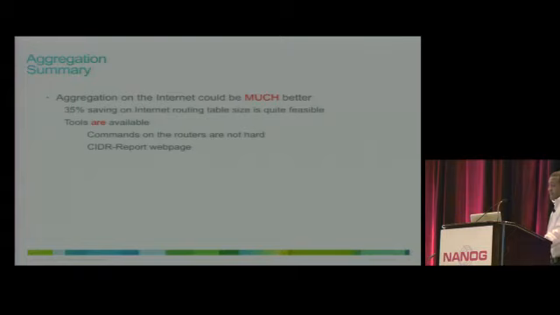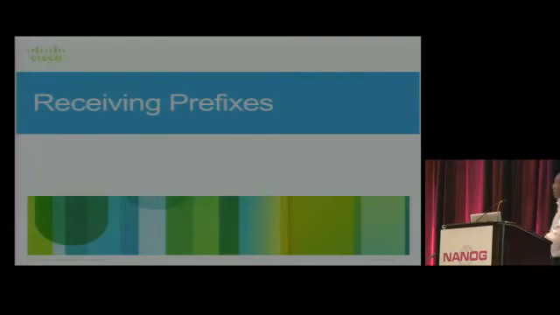So in summary, the aggregation could be much better. It's possible to get 35% saving if the recommendations are implemented. A lot of people are implementing them, but some are not. So the summary report pushes people to be more conforming than violating some of those rules. Any questions on aggregation?